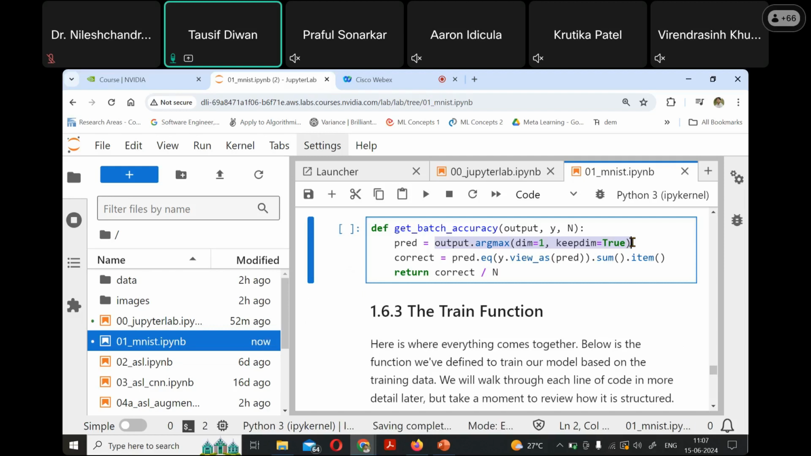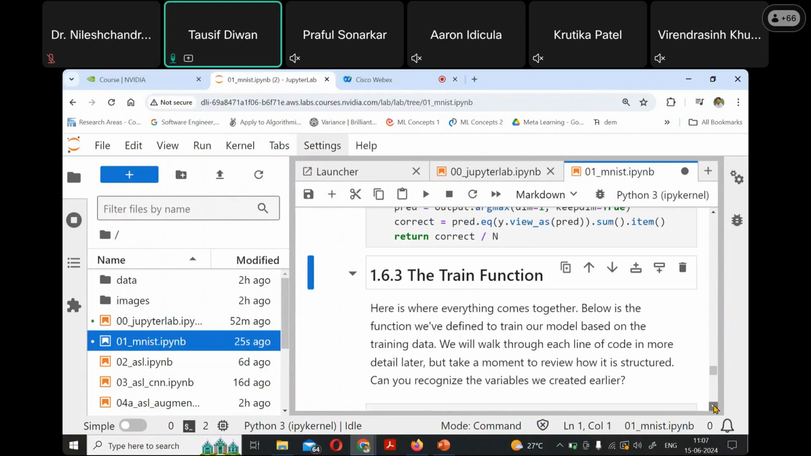So in each of these outputs we take the maximum. Now we will compare these outputs with the actual labels and see how many of them are correct. So what is it returning? It is returning the total correct predictions divided by this n. This is the batch accuracy.